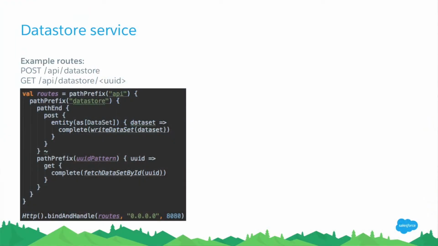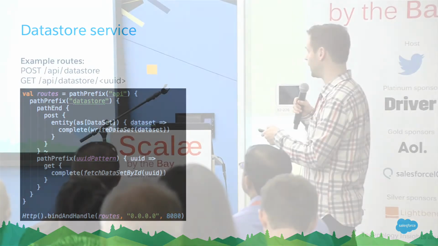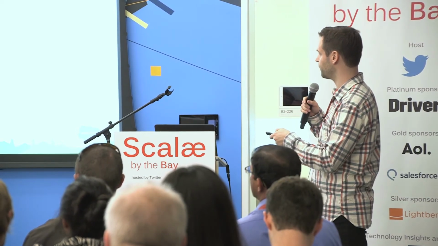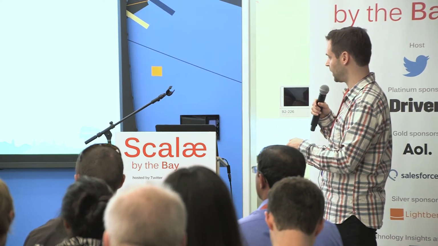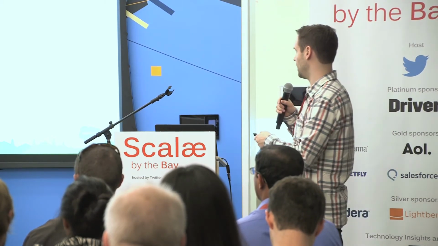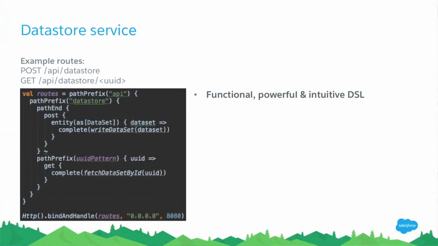Now a little bit more detail relevant to Akka-http. I wanted to give you an idea of how nice the DSL is for writing HTTP routes. Here's an example of two routes, a post route and a get route. You can see that I'm basically creating a route value, and I'm binding it to this IP address and this port. And let's analyze the route.